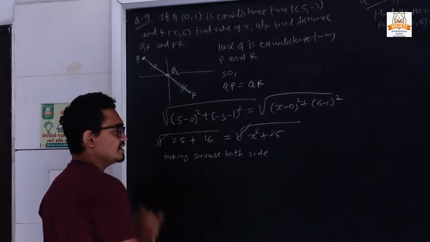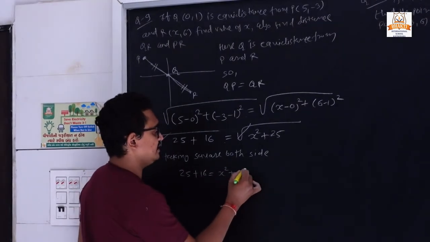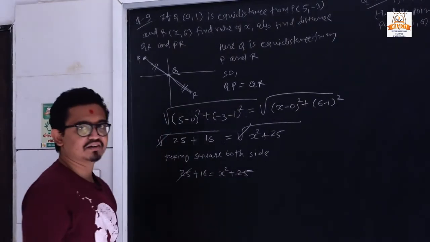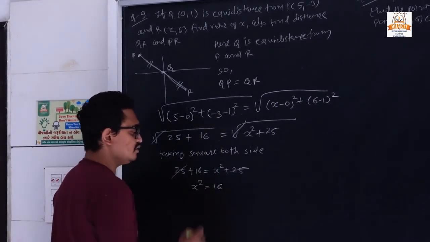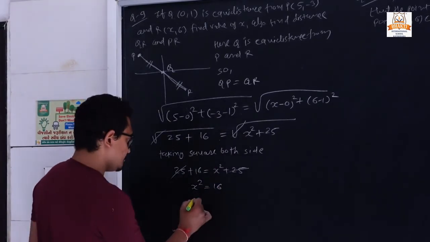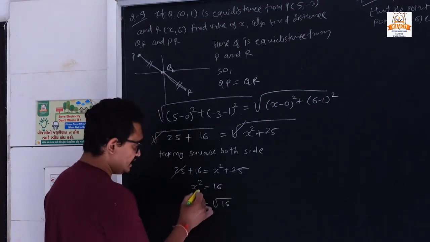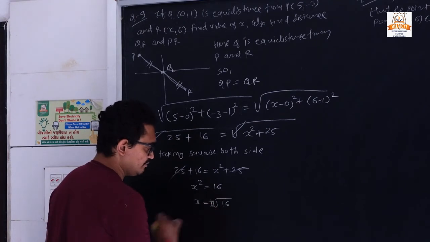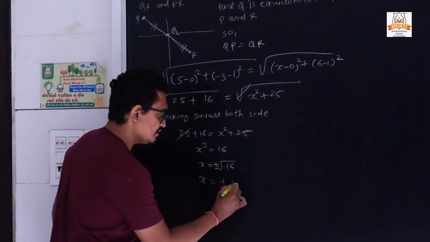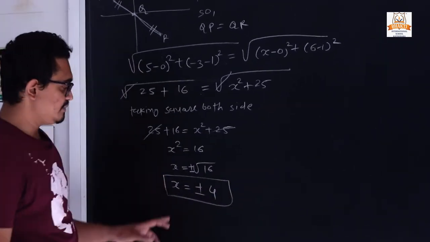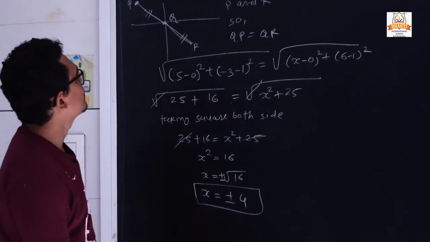So these both are cut. It means 25 plus 16 is equal to x square plus 25. The 25s are both cut, both have the positive sign, that's why. So it means x square is equal to 16. So we can also write x is equal to under root 16. And if you are taking a square root, we have both signs, plus as well as minus. So what is the square root of 16? 4. So it means the value of x is either plus 4 or minus 4.